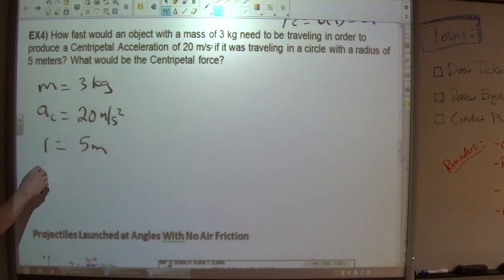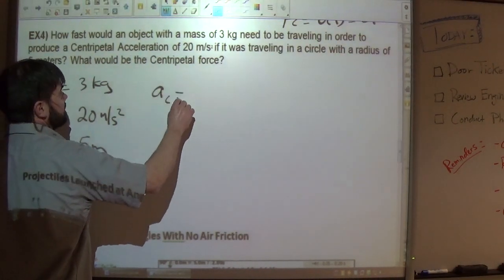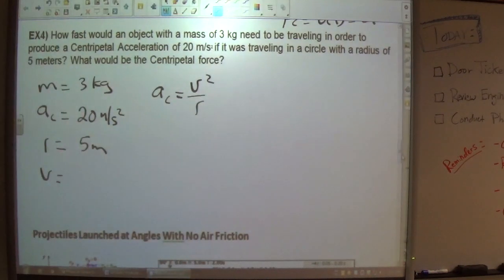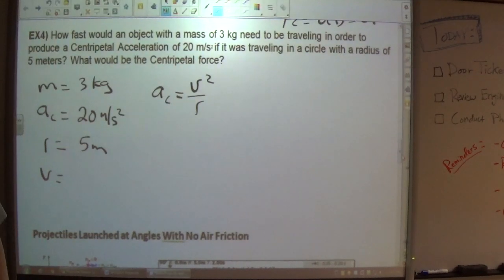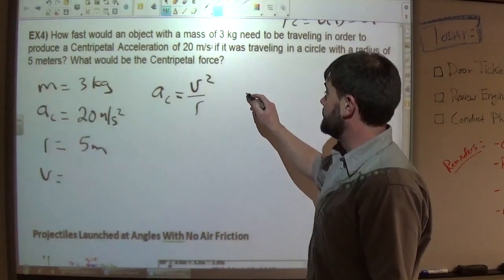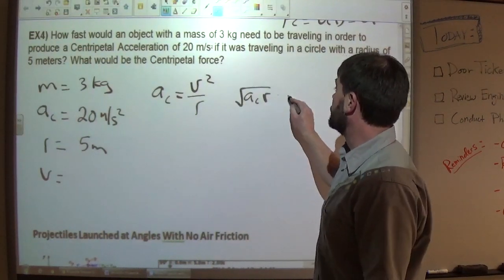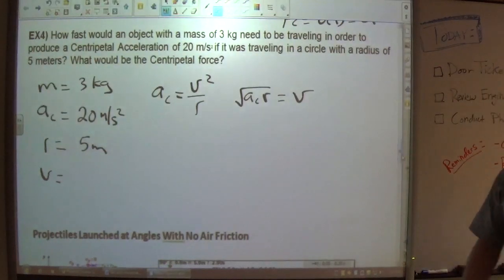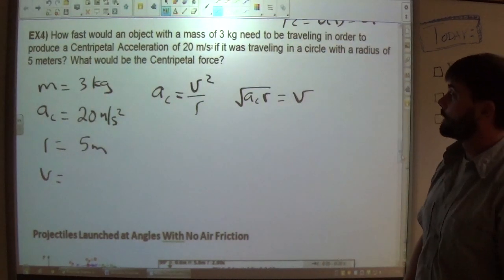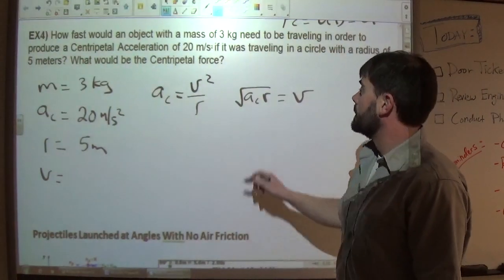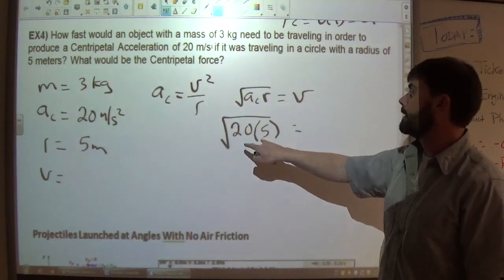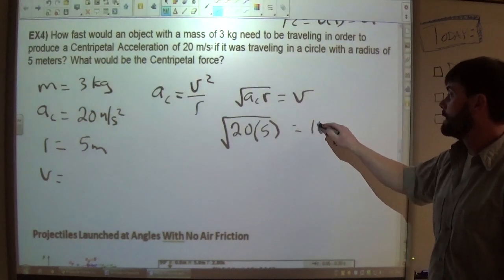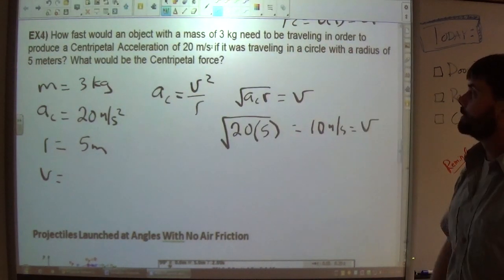Well, the velocity, though not directly given to us in an equation: centripetal acceleration is equal to v squared over r. So we should be able to multiply both sides by r and then take the square root of both sides. We're just using some algebra to solve. So if you're trying to find a velocity, centripetal acceleration multiplied by r, square rooted, is going to equal the velocity going around the circle. This can solve our first problem because we know centripetal acceleration and we know r. So we're simply going to do 20 times 5, square rooted. 20 times 5 is 100, and the square root of 100 gives us a nice 10 meters per second, which will be equal to our velocity.